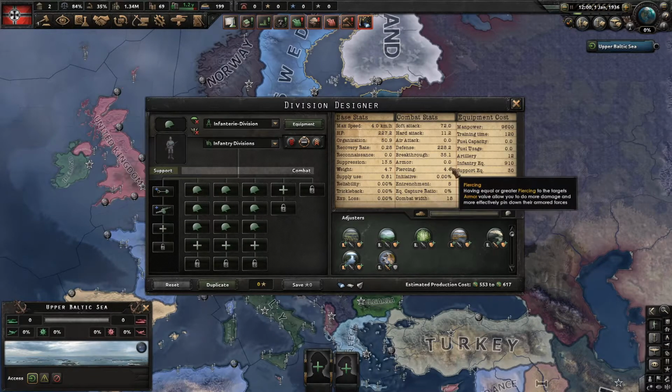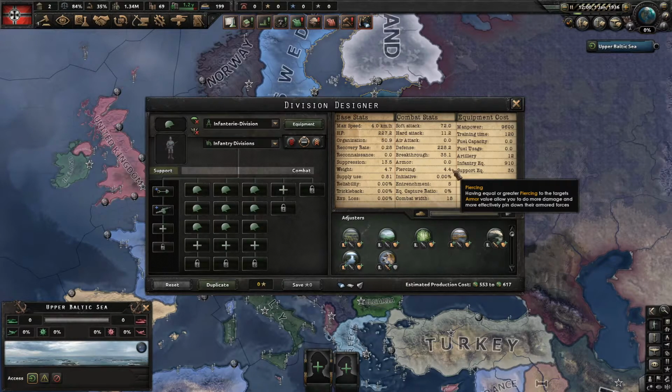And piercing, of course, is the opposite of that. So if you have a higher piercing than the enemy, you will be able to penetrate all its armor, and you will slow that unit down, do more damage to that unit, and will be able to quickly destroy it.